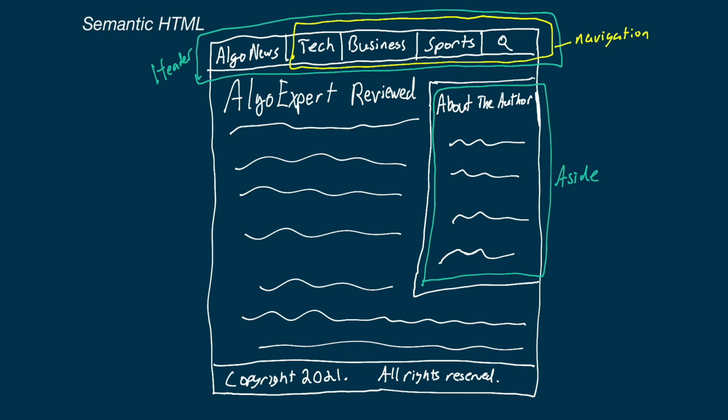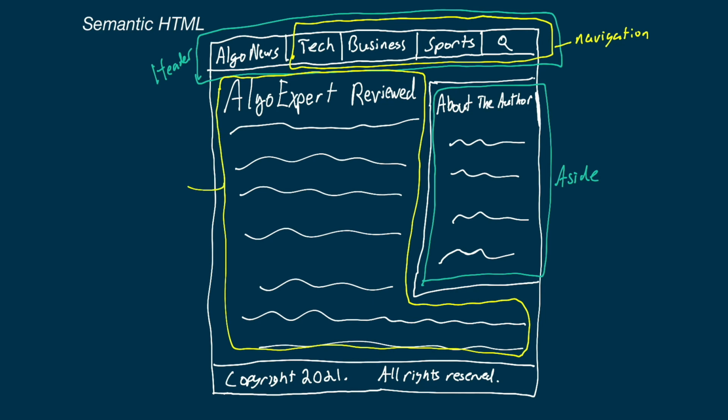Next, we have the actual article. And of course, we can use the article tag for this. And the test that we had was, could we take this article and put it somewhere else on the web and have it still make sense? In this case, it's an article reviewing Algo Expert. And I think that would make sense just about anywhere on the web, or at least in other places on the internet.